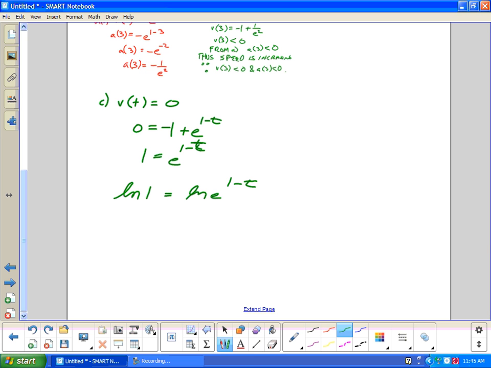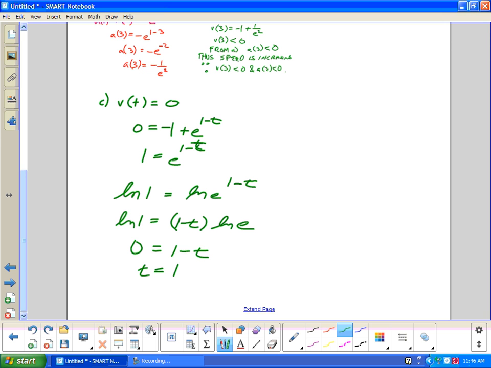And this might be where you guys struggle. This is what we have to remember from chapter 7. So 1 minus t is going to come down. You guys agree? ln 1 and ln e. Now, see, this is where it pays to really learn this. ln e is 1. Yep. ln 1 is 0. So within a matter of seconds, I can go 0 equals 1 times, this is just 1 minus t. So t is 1.